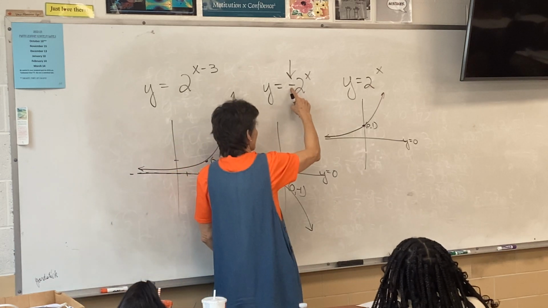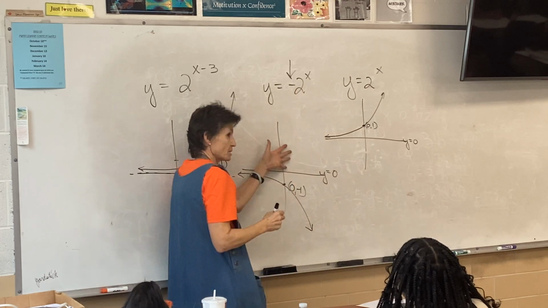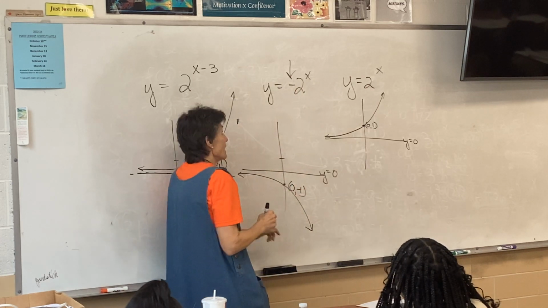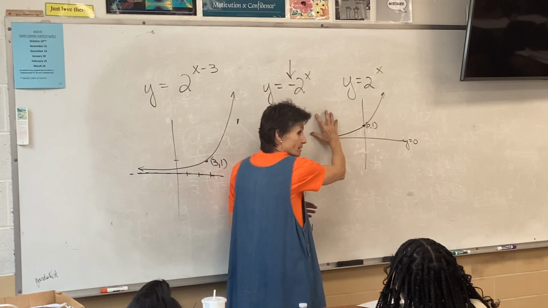Try to remember the difference between a negative out in front, which is a reflection this way, and a negative on the x itself, which is a reflection this way.